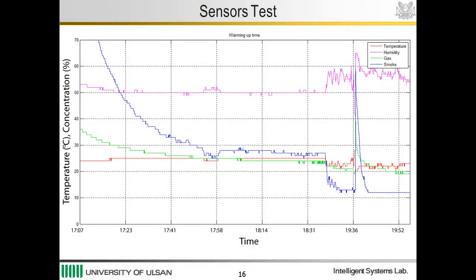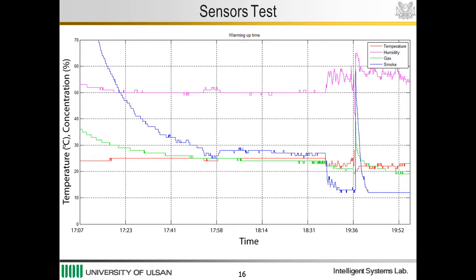And we have tested sensors, like temperature and humidity, it's one sensor, it's MEMS. It starts showing real data from scratch, right after we gave it power. But gas and smoke sensors, they're old school sensors which use resistors. It takes a long time to start showing real data.